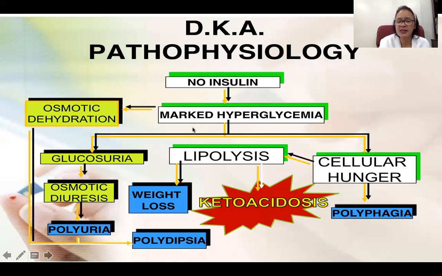And what about if there is marked hyperglycemia? It can cause osmotic dehydration because of the increased amount of glucose. This can cause glucosuria, no? Because of the increase in sugar in your urine, it can cause osmotic diuresis, leading to polyuria. Whereas your osmotic dehydration would lead to increase in water intake. So these are the manifestations of patients with diabetes mellitus and how your diabetic ketoacidosis can happen.